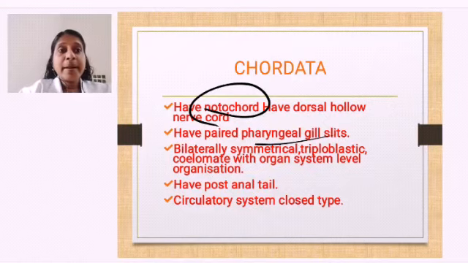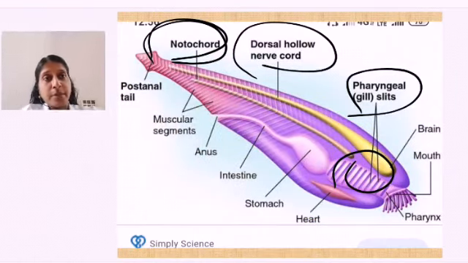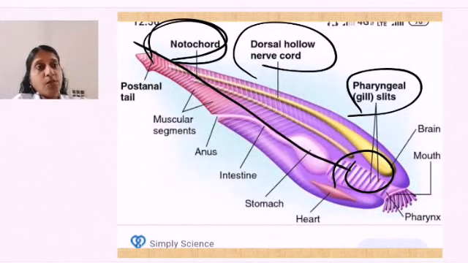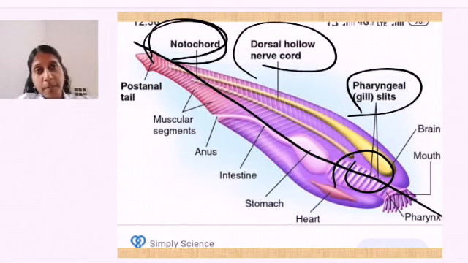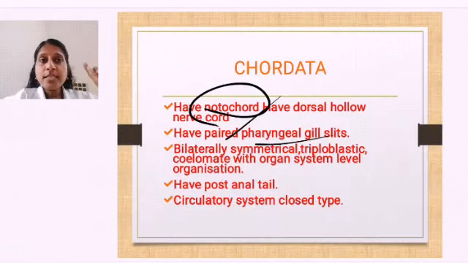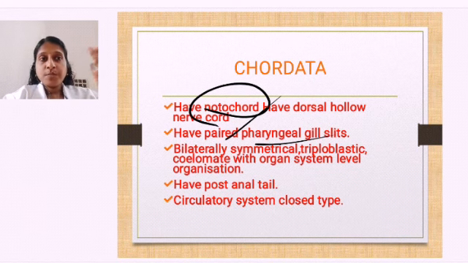Third is that they are bilaterally symmetrical. Bilaterally means what? You can divide this animal into two equal halves only through one plane. Like this only you can divide. You cannot divide it in any other plane. Only one plane you can divide this animal. So that is bilateral symmetry. Triploblastic means they have three germ layers. What are they? Ectoderm, endoderm and mesoderm. And they are coelomate, which means they have a body cavity filled with coelom.